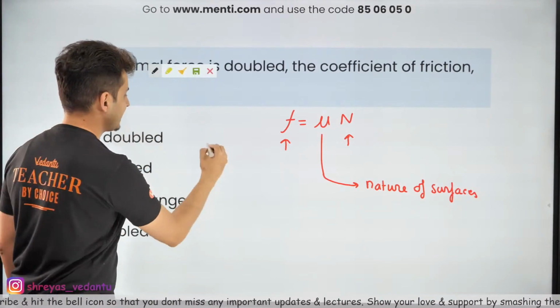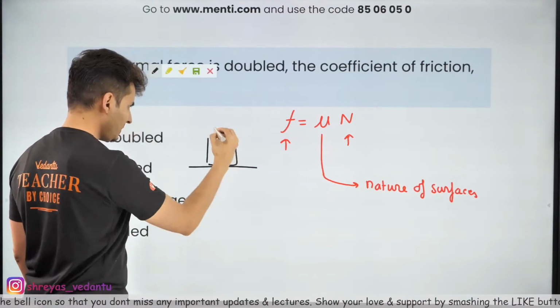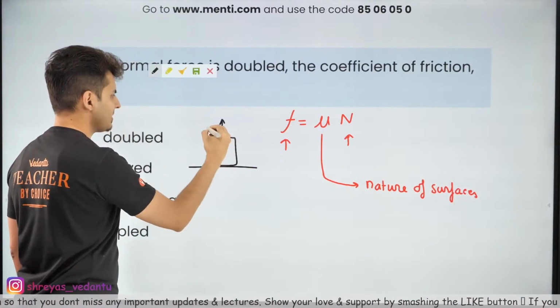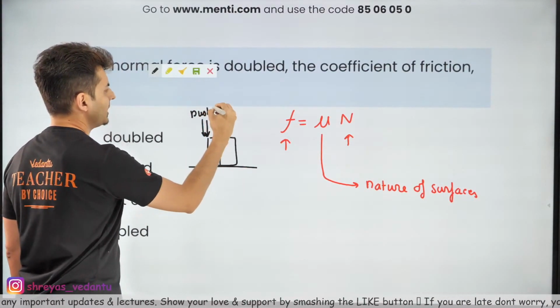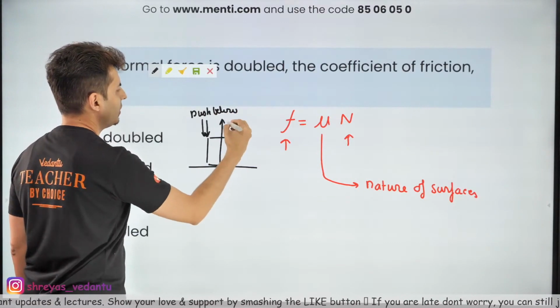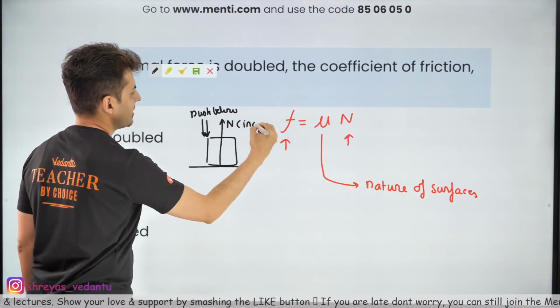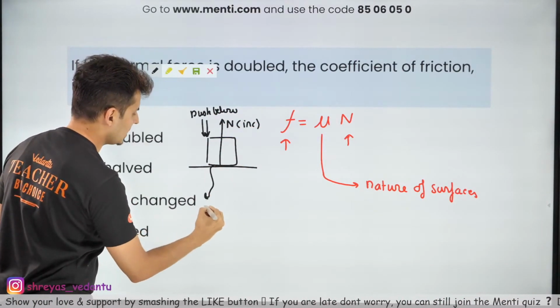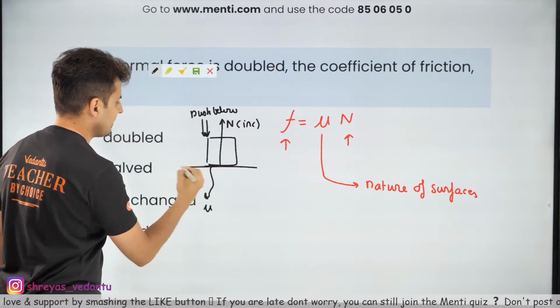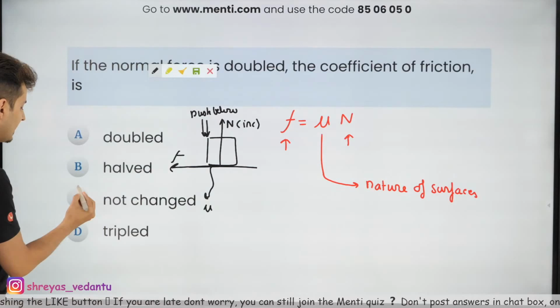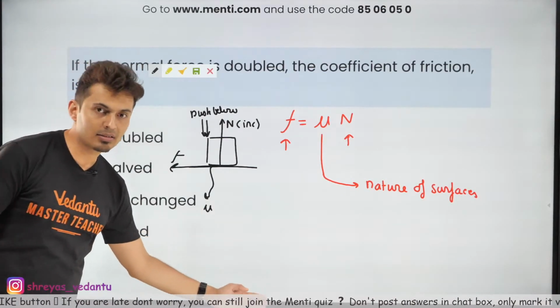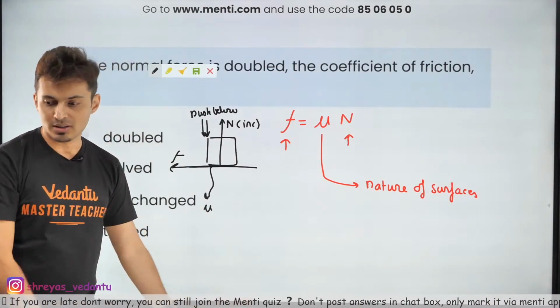In fact, it's like saying you have a block. Normal increases means you have pushed it below. Obviously, when you push it below, the normal will increase. But that does not mean the coefficient of friction will change. What will happen is the friction will change, coefficient won't change. So hence the answer is C. Everybody understanding this? Clear about this concept?